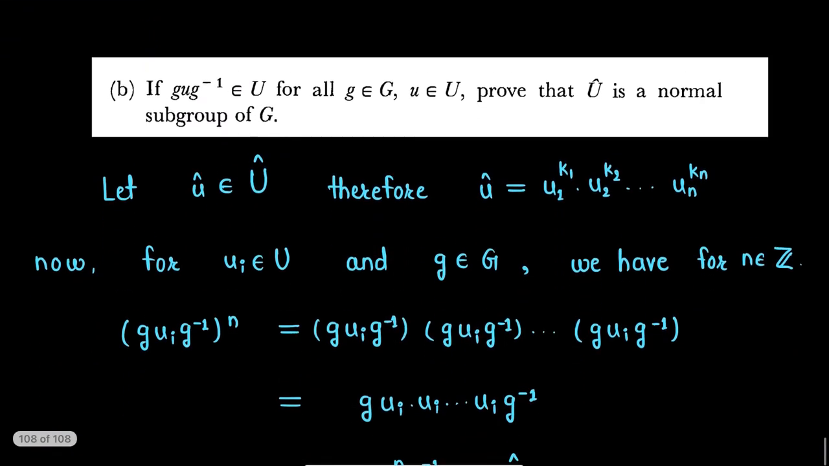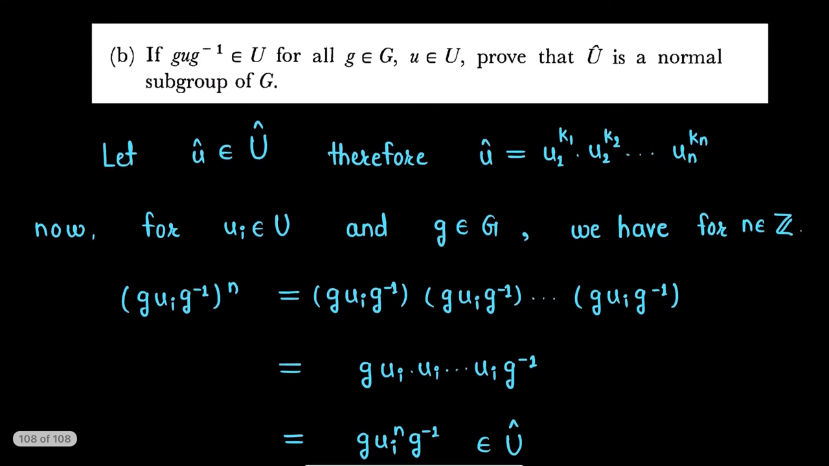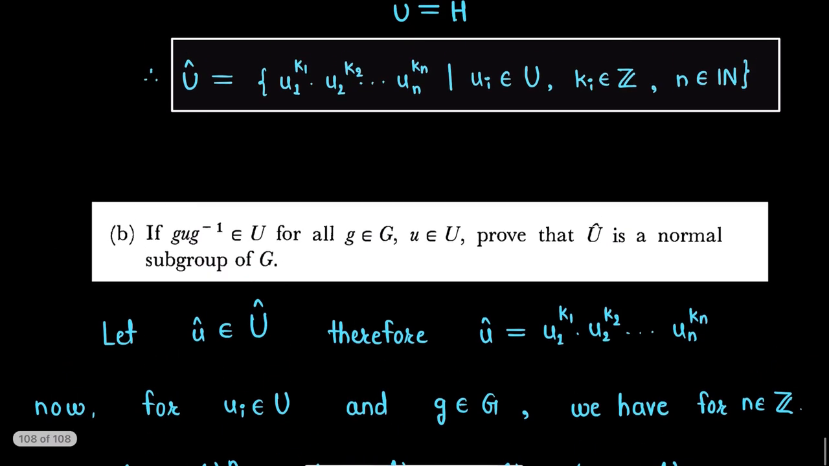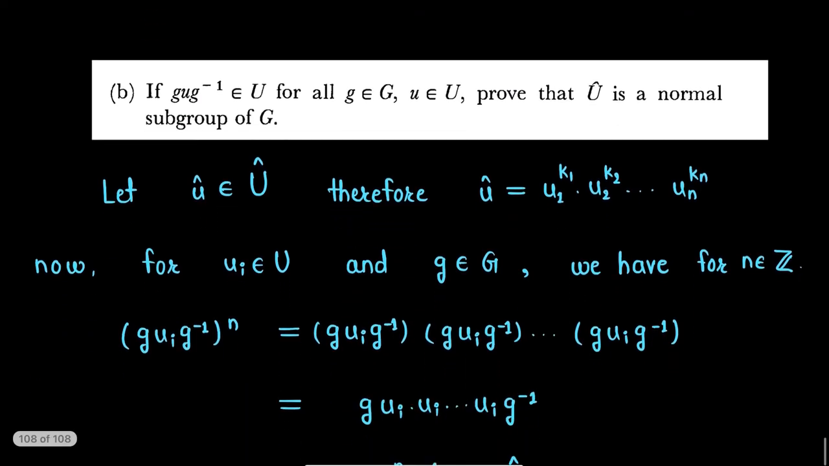Now the next thing is, if GUG inverse is an element of U for all elements G in group G and for all elements U in U, we have to prove that U cap is a normal subgroup of G. To prove this, we will consider an element, say U cap, in subgroup U cap. Then to prove that U cap is a normal subgroup of G, we will show that for any element G in group G, G U cap G inverse is again an element of U cap.